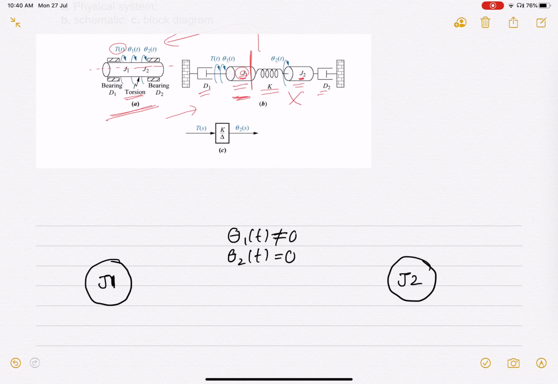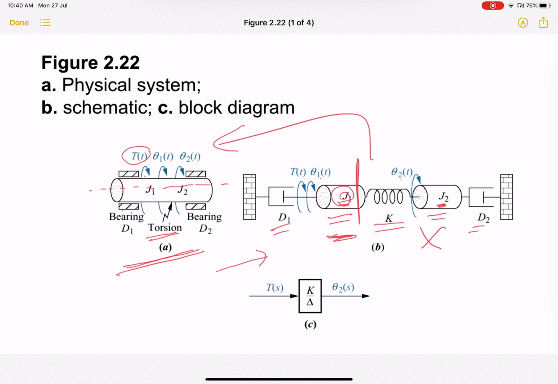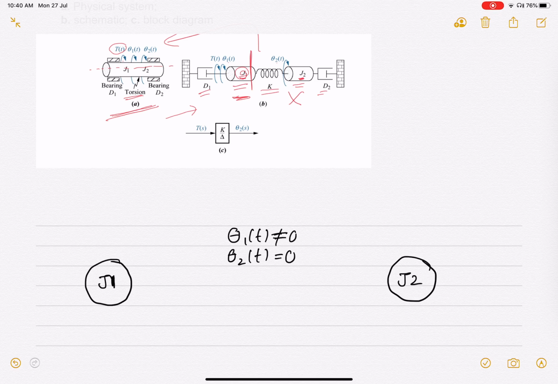Looking from the figure, you can see that this torque T of t is in the clockwise direction. So we draw this T of s in the clockwise direction here. We draw this in the s domain. And this theta 1s also takes place in the clockwise direction, so we draw this reference direction for angular displacement theta 1s.